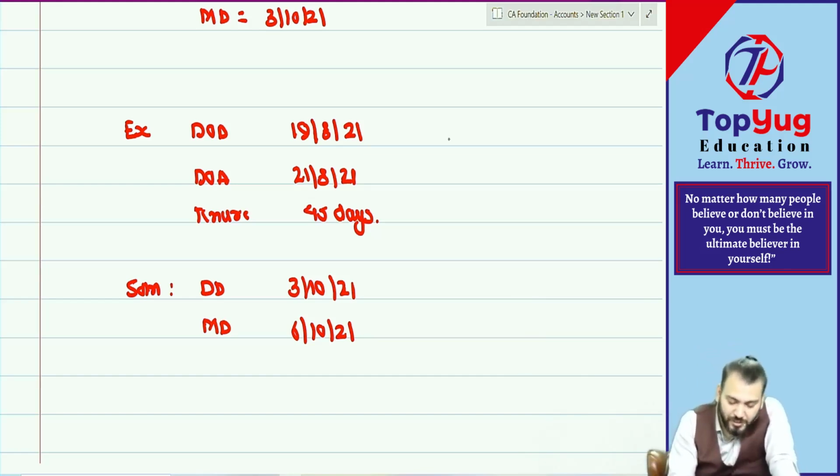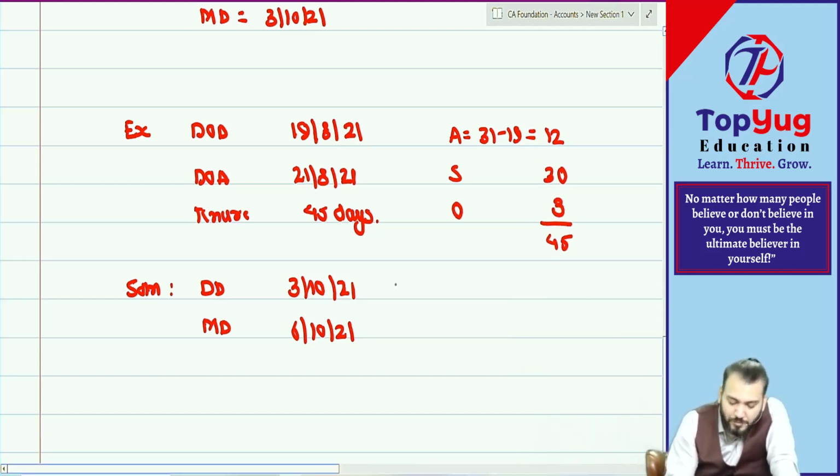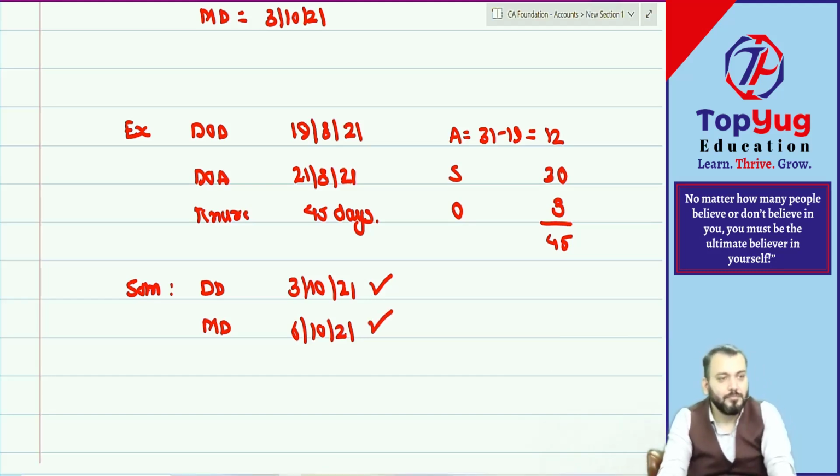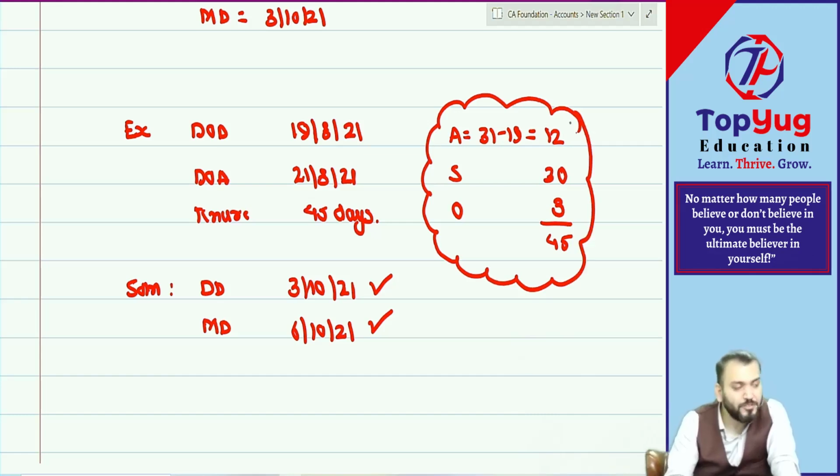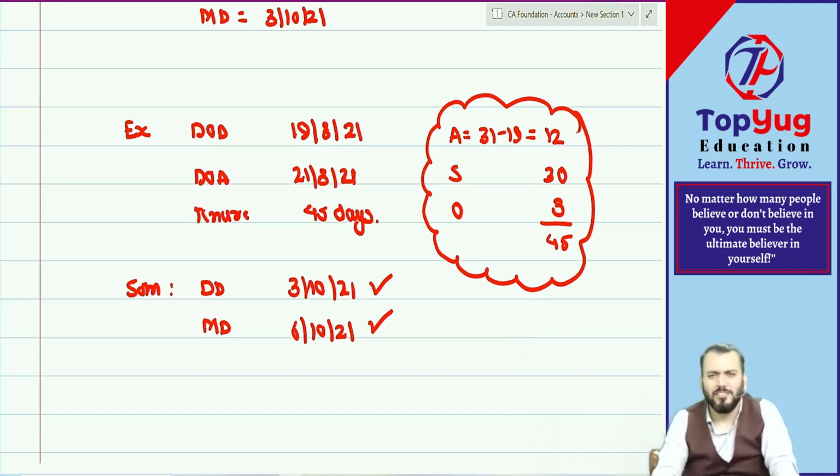What you have done? Let's see. In the month of August, how many days? 31 minus 19, how much? 12. August, September, how many days? 30. So total becomes 45. So how many days left? October, how many? 3 days. So it becomes 3rd October and then 6th October. Both are correct. Understood? Have you understood this process? I hope you have understood. Correct. So calculation you can do.